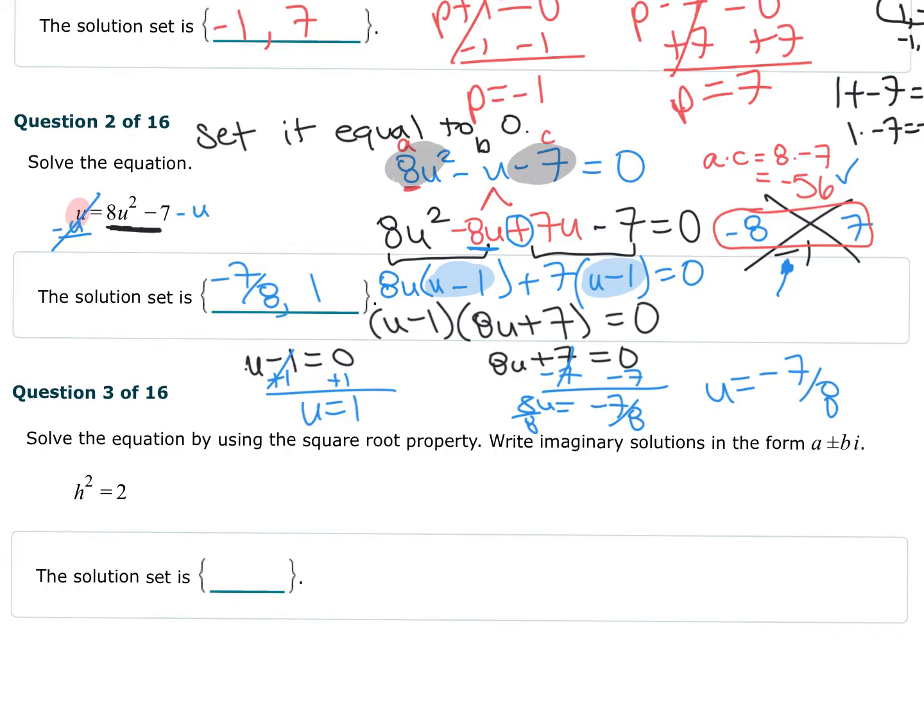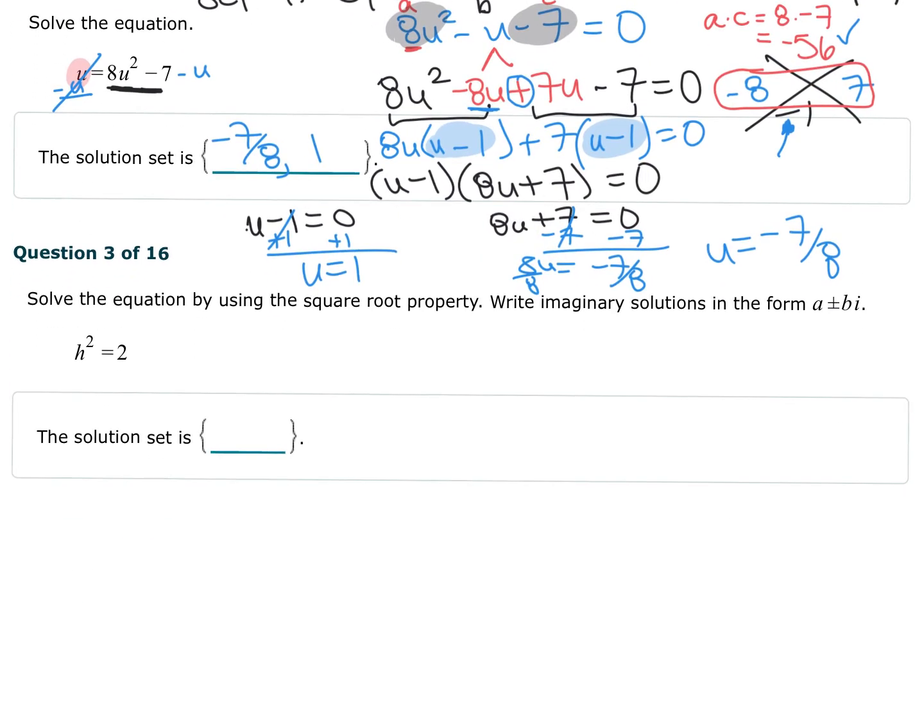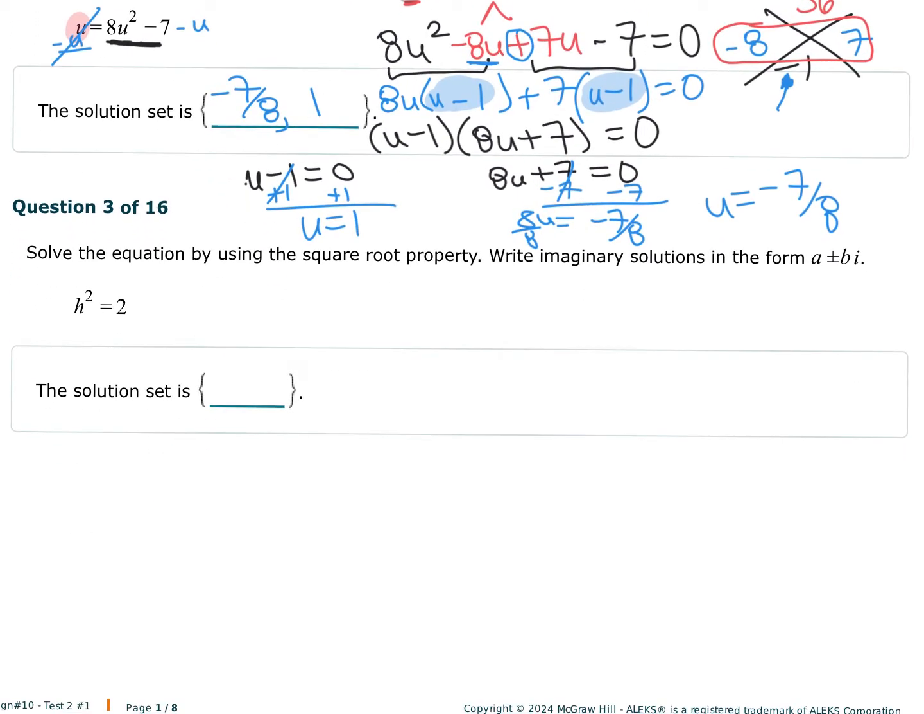All right, let's move on to number 3. So number 3 says, solve the equation by using the square root property, write imaginary solutions in the form a plus bi. Okay, so this one is not bad. It's kind of like warming us up to the square root property. So I can just go ahead and take the square root of both sides, because the h squared, to undo that, the square root would be the opposite operation. But I want to remember to include plus or minus. And so I take the square root of both sides. I've got my plus or minus the square root of 2. And so I have h equals plus or minus the square root of 2.